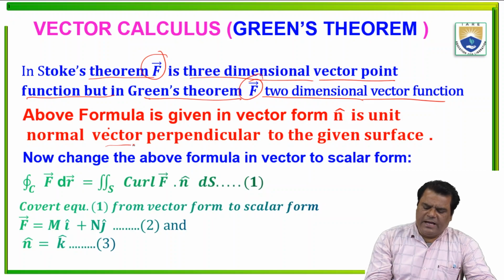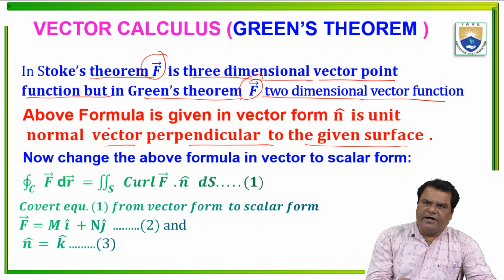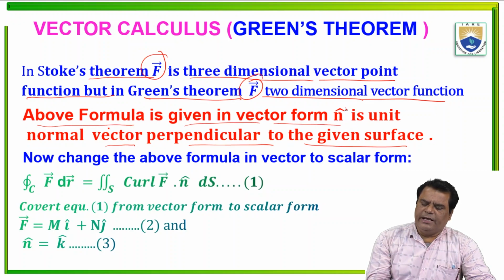So, the above formula is given in vector form, and n is the unit normal vector perpendicular to the given surface.